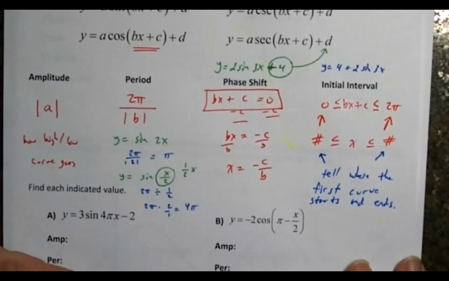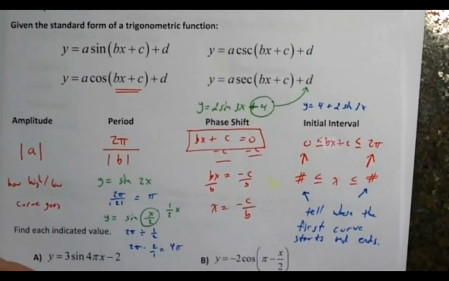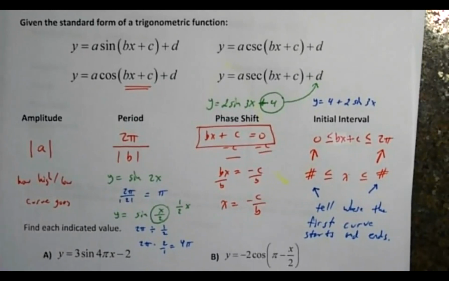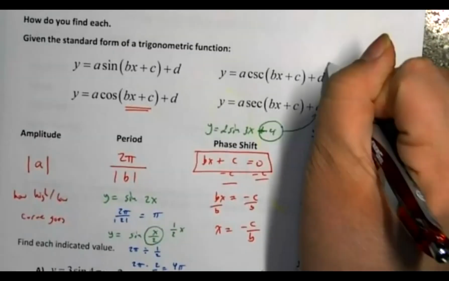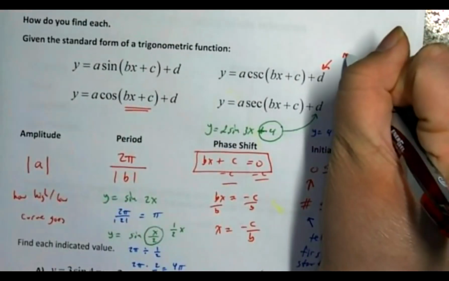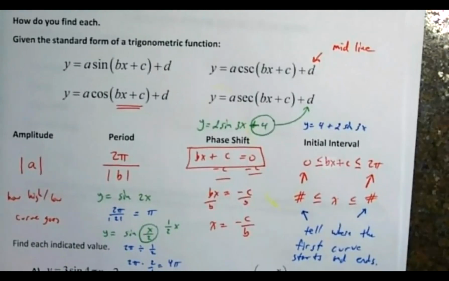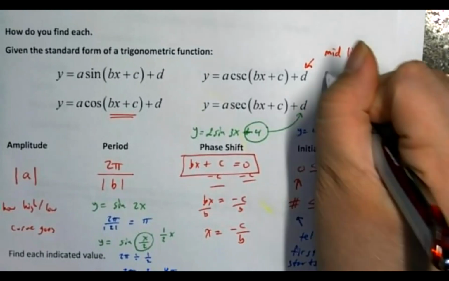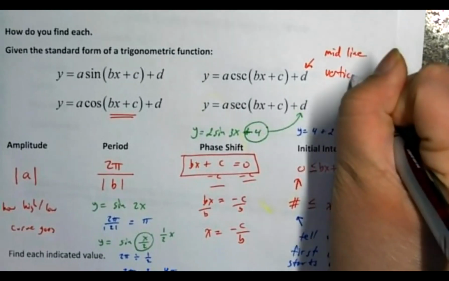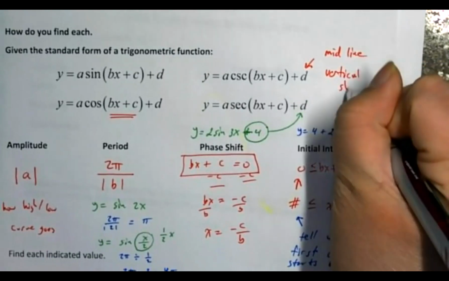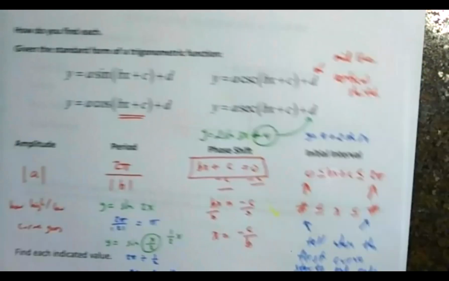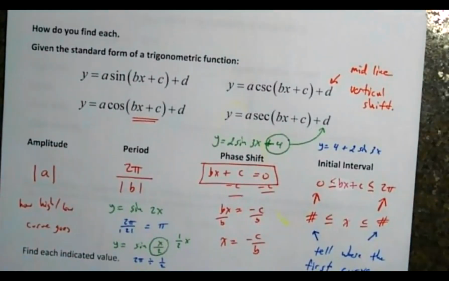Okay. Now, one thing we haven't found out is how do you find the midline? We're not going to deal with the midline when we graph this year, but next year you will. The midline is back here, D. This is the midline. That is a vertical shift. That means the entire graph would shift up or the entire graph would shift down based on whatever that midline is.